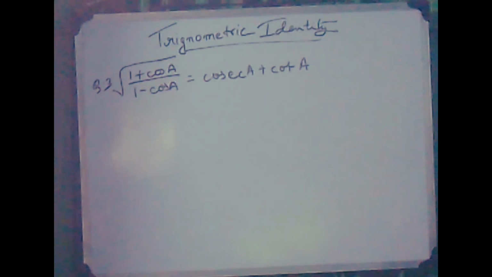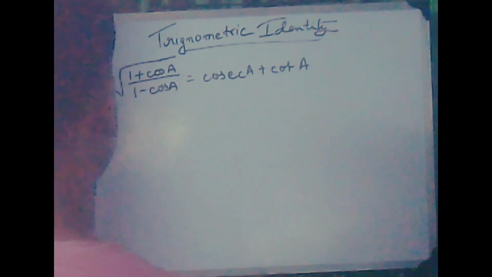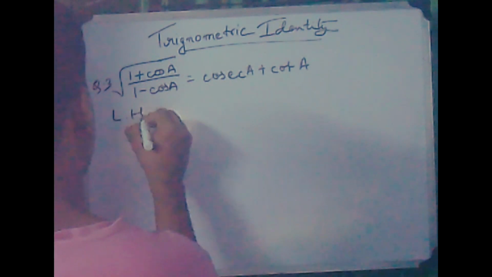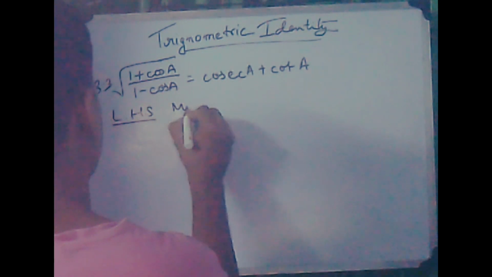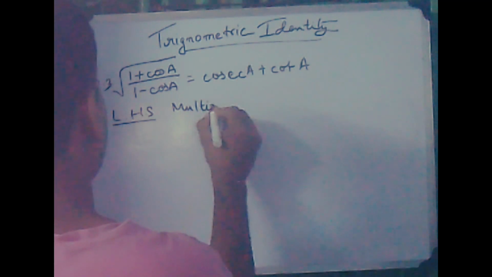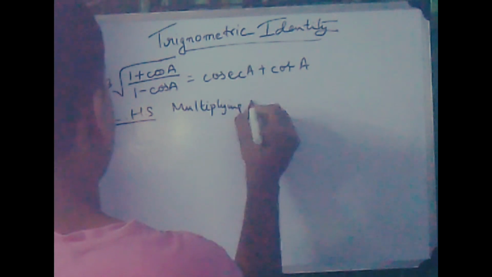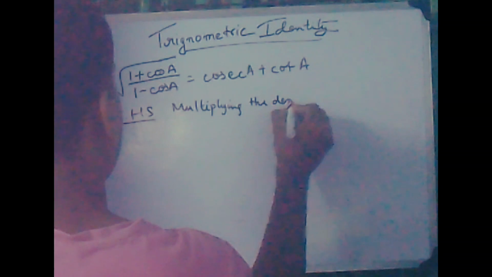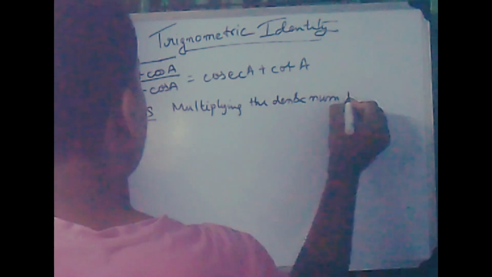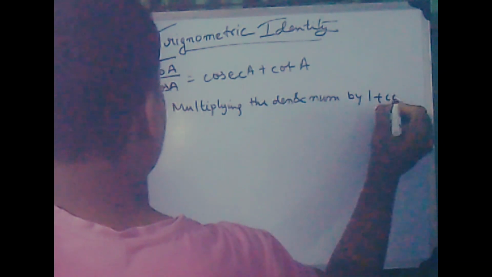which gives sin A, and which proves LHS equals RHS. Moving on to our third numerical, which is root over (1 plus cos A) by (1 minus cos A) equals cosec A plus cot A. In this particular question, we have to solve the LHS by multiplying the denominator and numerator by 1 plus cos A.